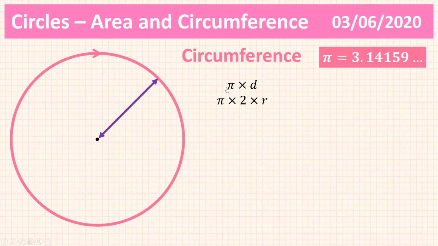We could just do pi times the diameter if we wanted. If we had the diameter, we could just do pi times the diameter, or we could do pi times 2 lots of the radius, and that's how we would find the circumference of a circle.